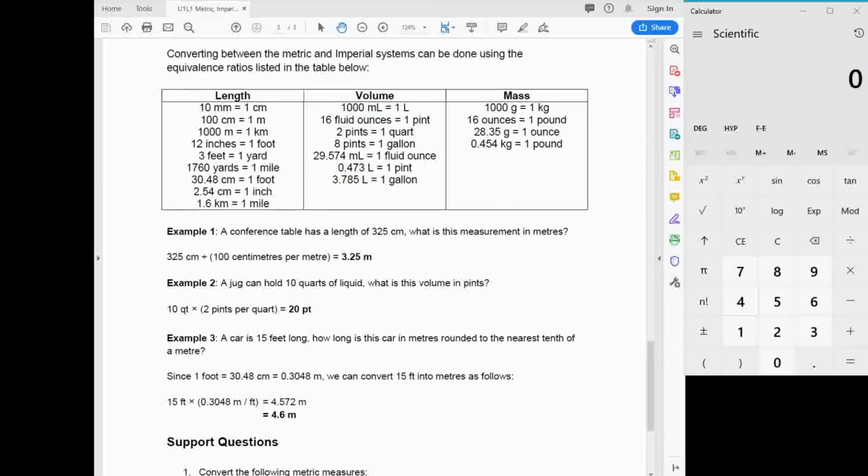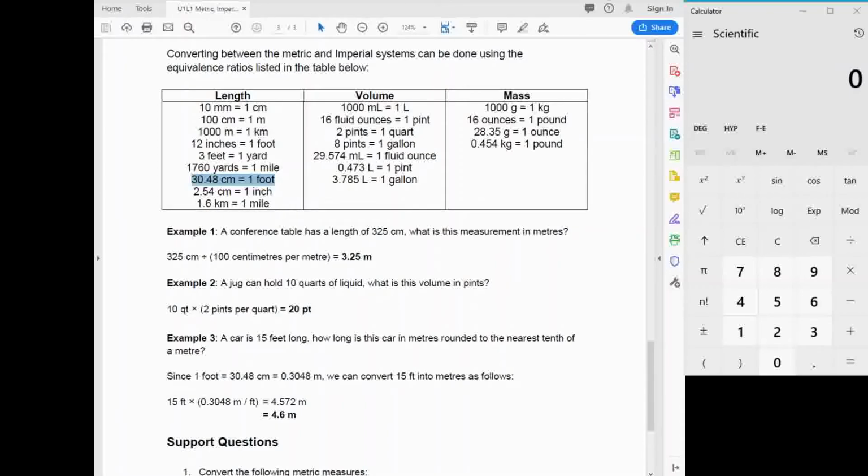For length, this table lists some of the conversions within the metric system and within the Imperial System, but it also has some between the Imperial System and the metric system. Let me highlight one for example. Over here we have 30.48 centimeters is equal to 1 foot. Using that idea, I can convert from centimeters to feet or feet to centimeters.